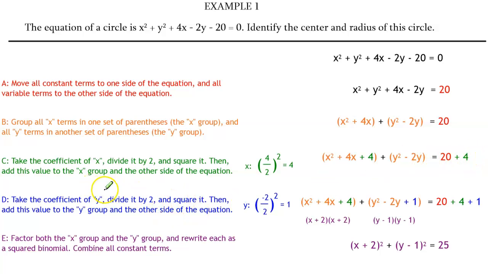Then we're going to do the same thing for y. We're going to take negative 2, which is the coefficient of y, cut it in half and square it. So negative 2 over 2 is negative 1, squared is 1. So I'm adding 1 here, and I'm adding 1 here. Color coding it so that you can see where the numbers are coming from.